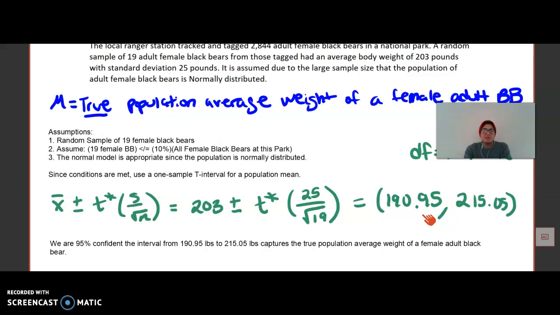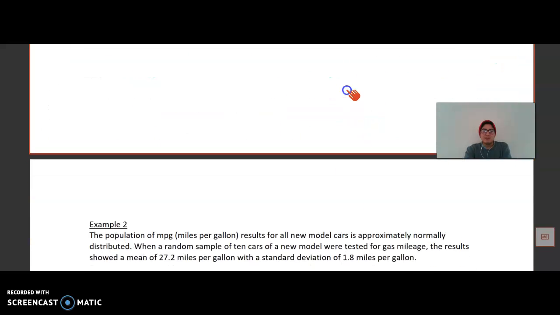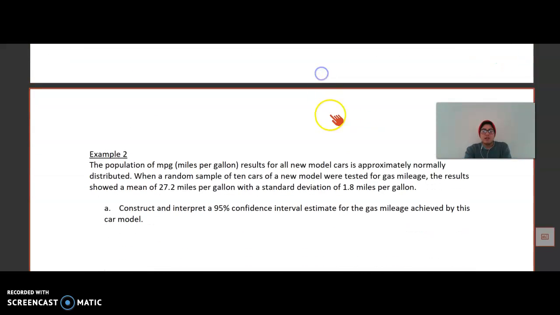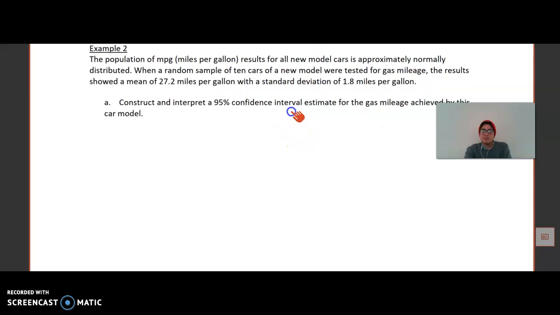And what I forgot was for this park specifically. Since we took a random sample here, I can't generalize to Yosemite or any other national or state park. I can only generalize to the female adult black bear population at this park specifically. So that is an example of using a one sample t interval for a population mean.